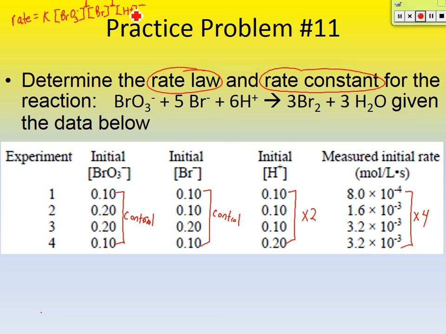Now we just have to figure this out. If the concentration of H+ is changing by a factor of 2, but the rate is increasing by a factor of 4, what exponent would need to be right here in order to get an answer that is 4? Hopefully you're thinking to yourself, well, that exponent has got to be a 2, because 2 raised to the power of 2 is 4. So with respect to H+, this is second order.